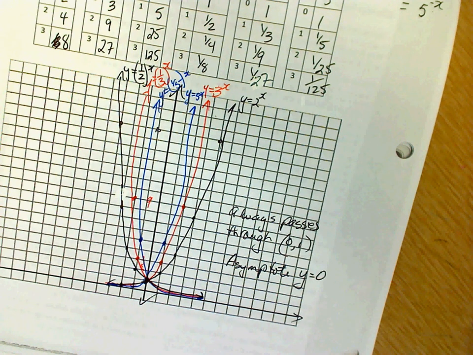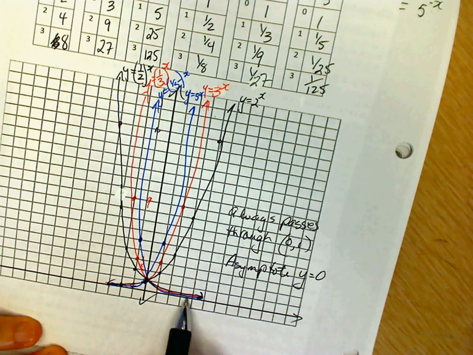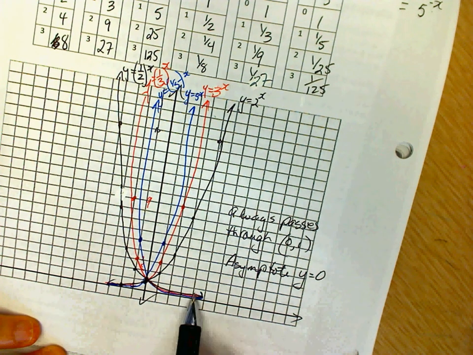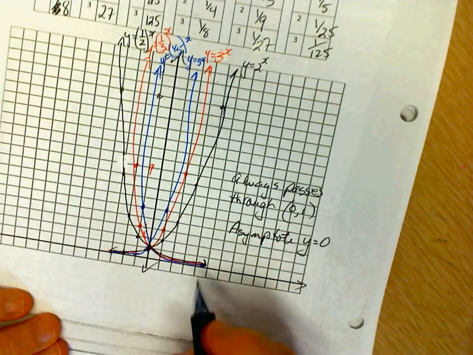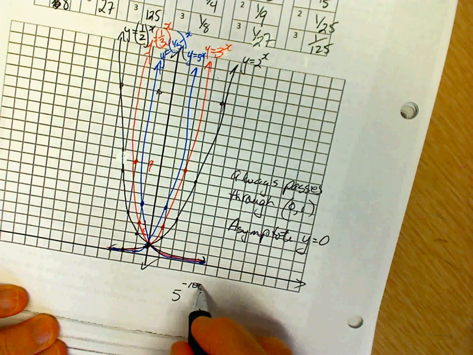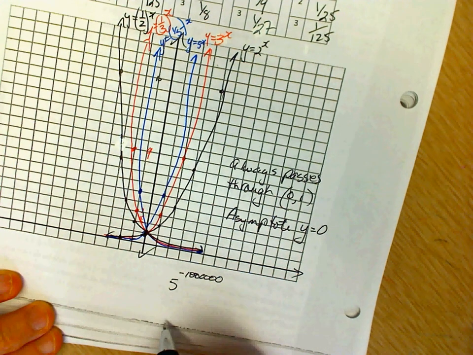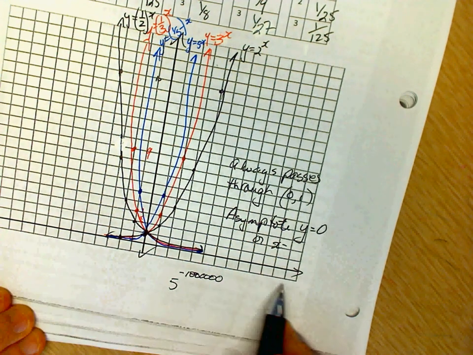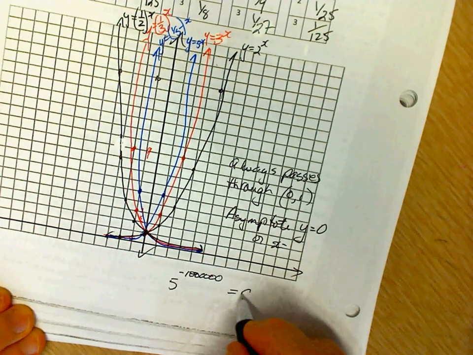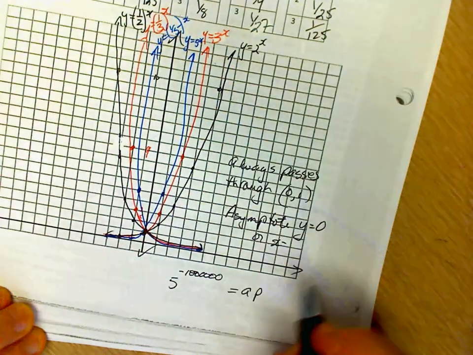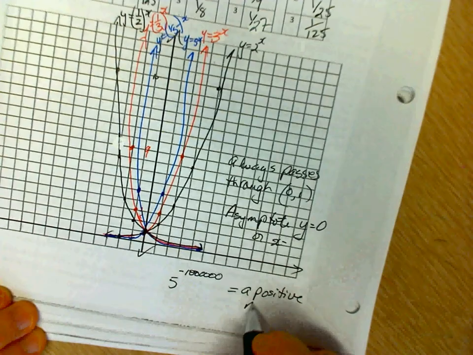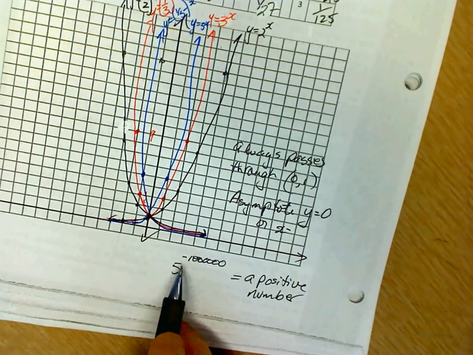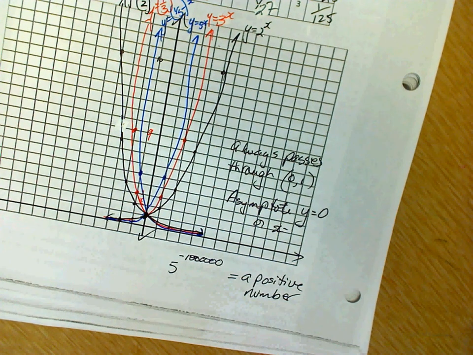Because these branches here get closer and closer to the x-axis, or the y equals 0 line, but will never touch. Because no matter what you do, if you take 5 to the negative million, no, this is y equals 0 or x-axis. Along this line, y is always 0, right? X equals 0 is here. So no matter how small your number is, it will always be positive. Good?